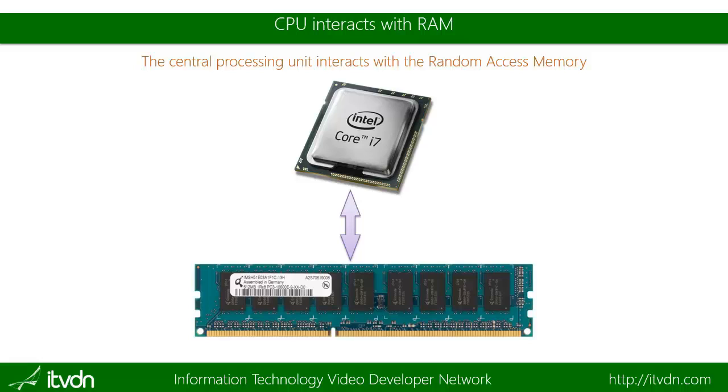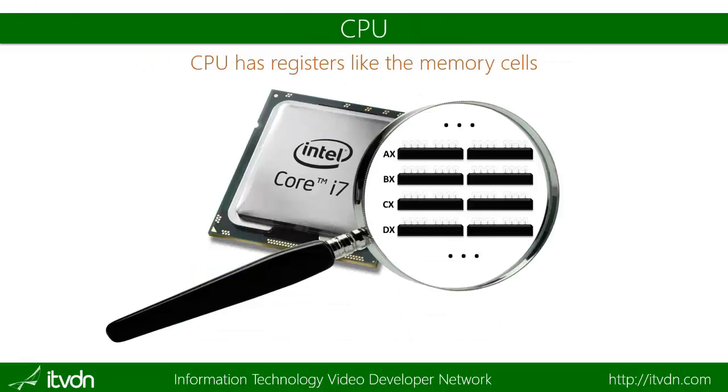Let's take a look at what a CPU consists of. A CPU also consists of bytes, which are generally referred to as registers. Take note that in the RAM, these bytes are called cells, and in the CPU, they are called registers.